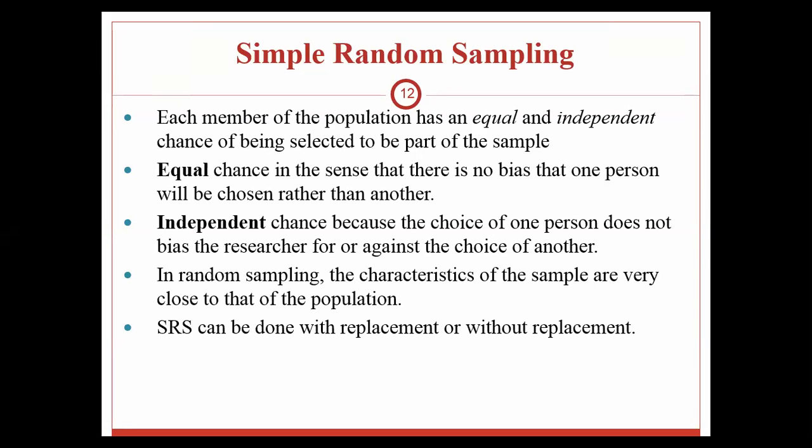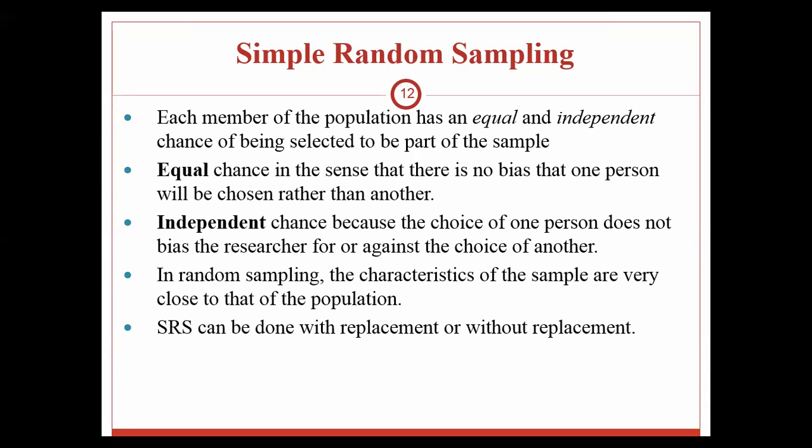Then independent chance, because the choice of one person does not bias the researcher for or against another person. So if the researcher chooses a male, that doesn't mean that next time they will not choose a male. They can still choose a male. If the researcher chooses a female, they can as well choose a female again next time. So the chances are independent. That is simple random sampling.